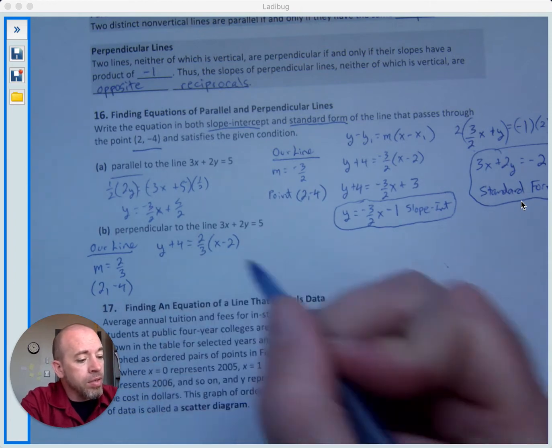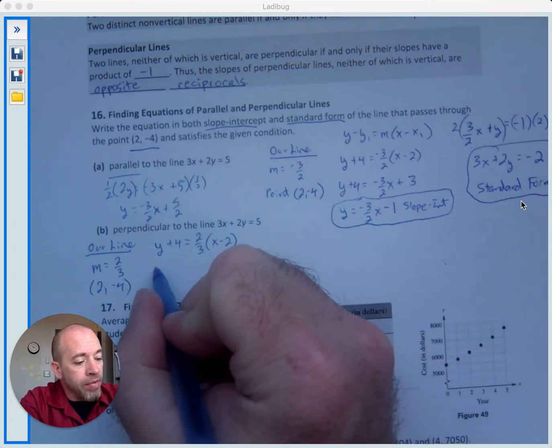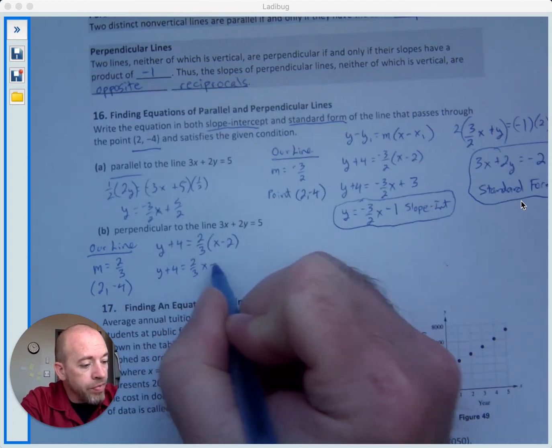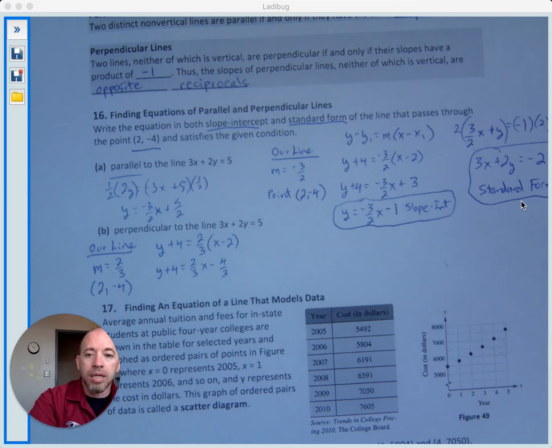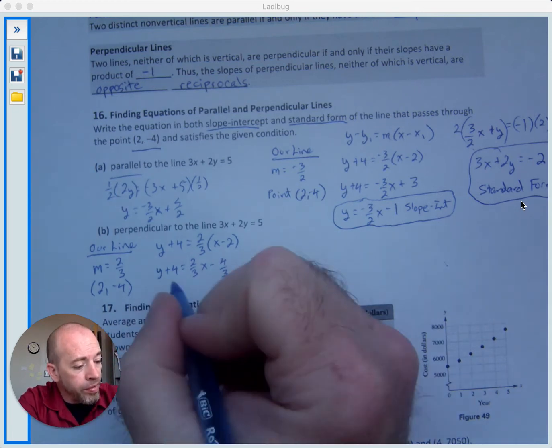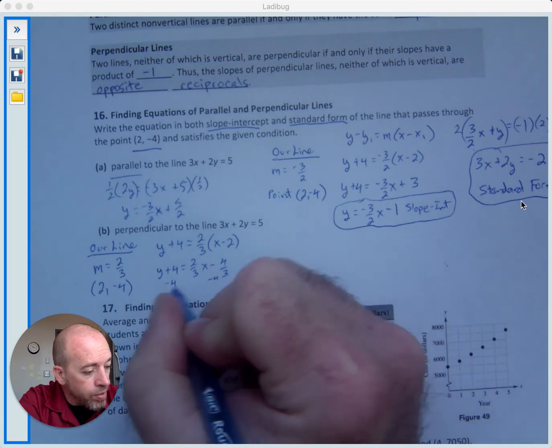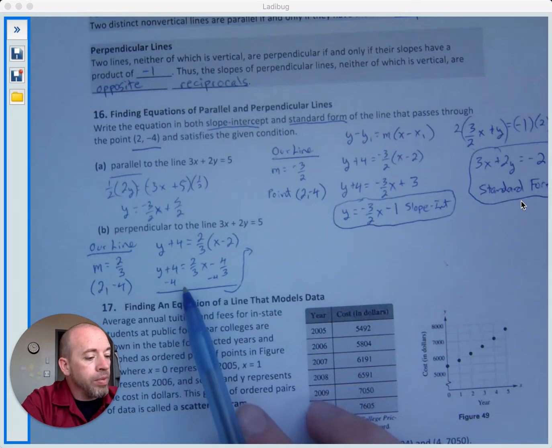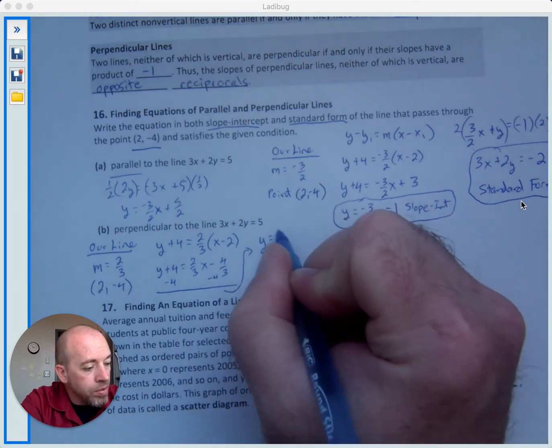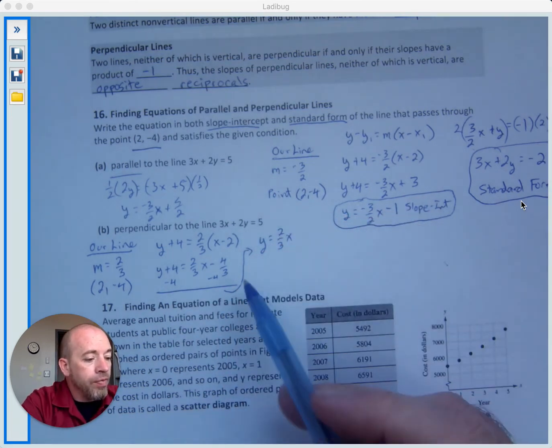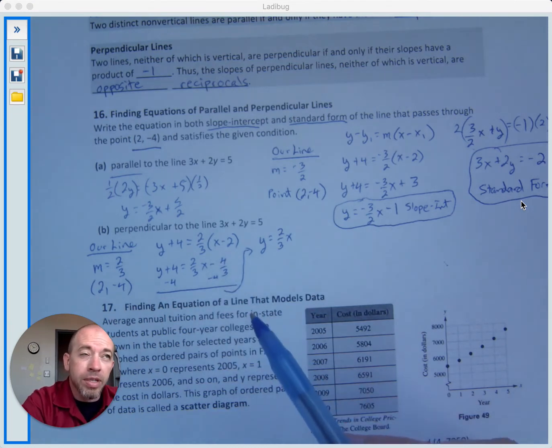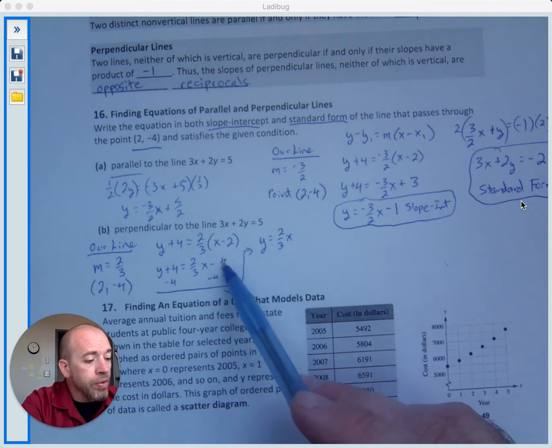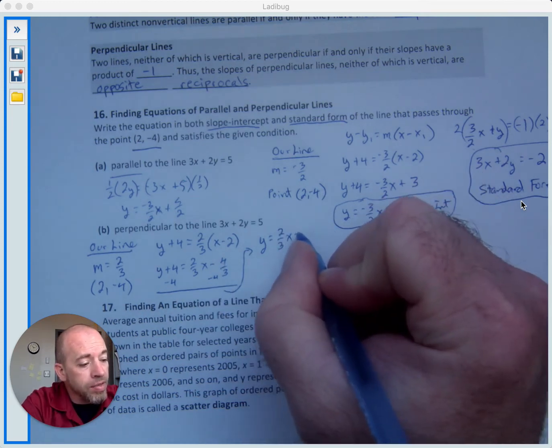We're using that on the way to slope-intercept form. I'm going to distribute the 2/3. So we have y plus 4 equals 2/3 x minus 4/3. And then I have to subtract the 4 to get my slope-intercept form. So subtract 4, subtract 4. So we have y equals 2/3 x and -4/3 minus 4. Well, 4 times 3 is 12, right? So 4 is really 12/3. So -4/3 minus 12/3 would be -16/3.